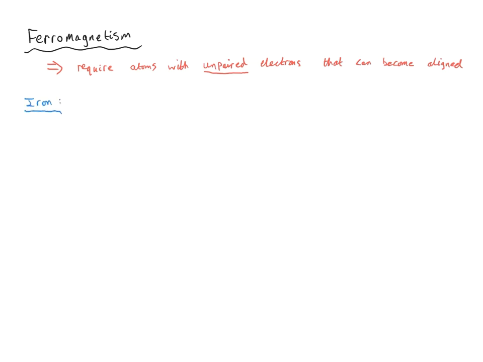The electronic configuration of iron is that of the argon core with an additional 6 electrons in the 3d orbital and 2 electrons in the 4s orbital. So again, this overall has 26 electrons. Why is it, therefore, that this system has unpaired electrons that can be aligned and therefore create a macroscopic magnetism?